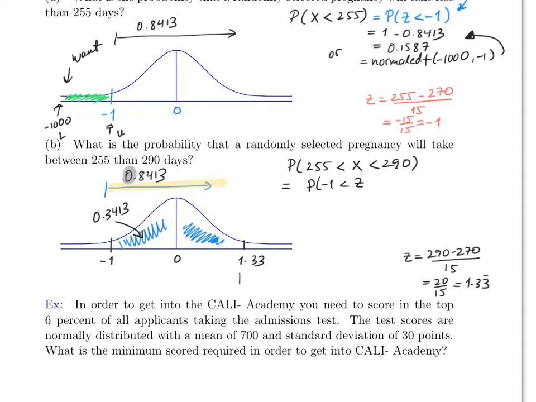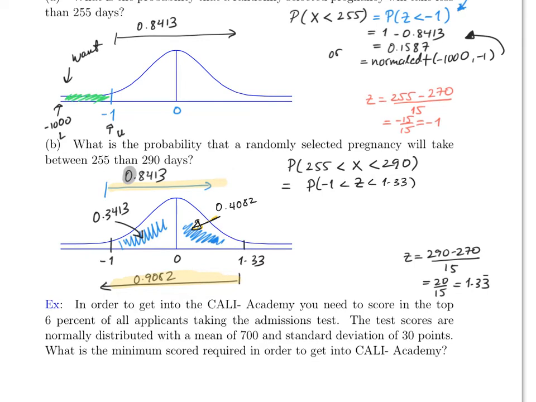Now, what about this one? You look to the table, the yellow area now is 0.9082. So the area is 0.9082, which means that this blue area is equal to 0.4082. Again, just do this minus 0.5.